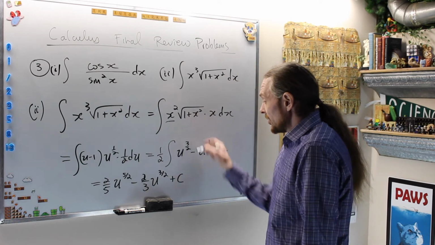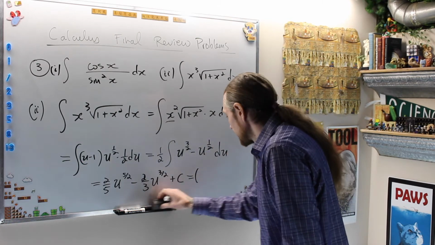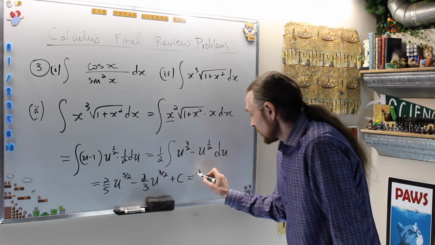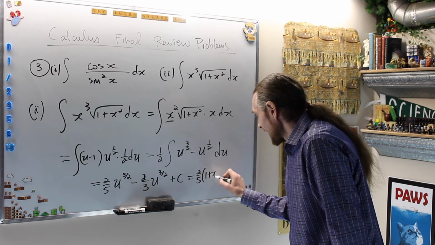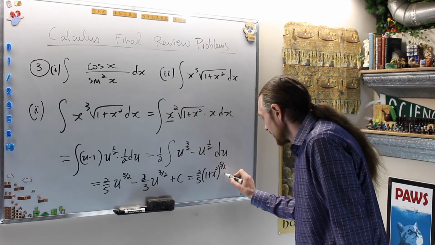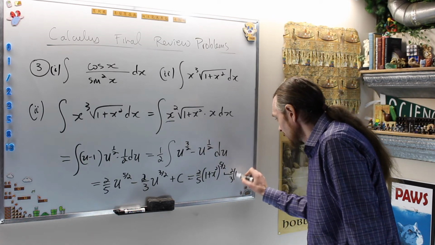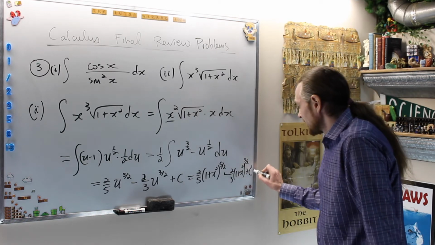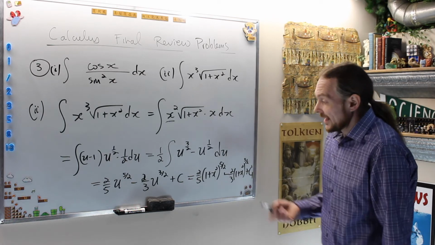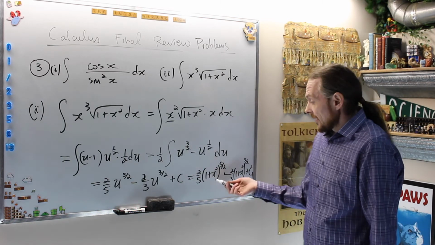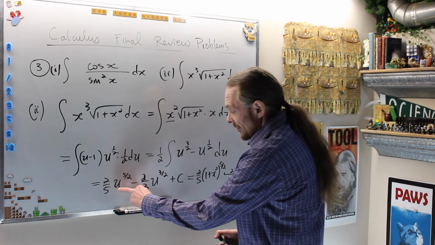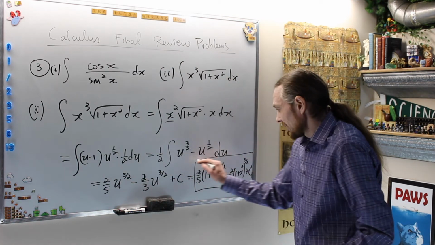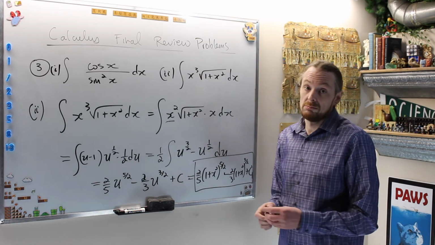What was u? U was this guy, so this equals 2 over 5 times 1 plus x squared to the 5 over 2, minus 2 over 3 times 1 plus x squared to the 3 over 2, plus c squished in there. I keep saying it, we're going to get a bigger board. Notice again, once I make this substitution, I sub back so the final answer is in x, because they started in x. This is the substitution rule.